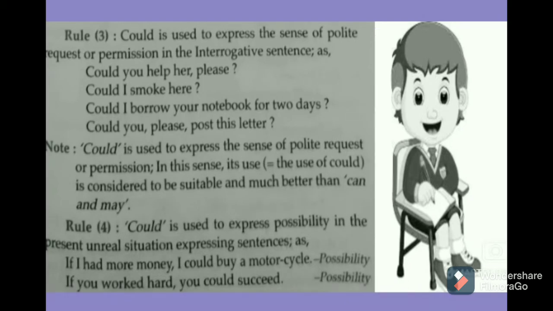Rule number 4. Let's see. Could is used to express possibility in present unreal situations. As, if I had more money, I could buy a motorcycle. In this sentence, you may see could has been used to express possibility. Next sentence, if you worked hard, you could succeed. Again, the sentence is showing possibility. Okay.